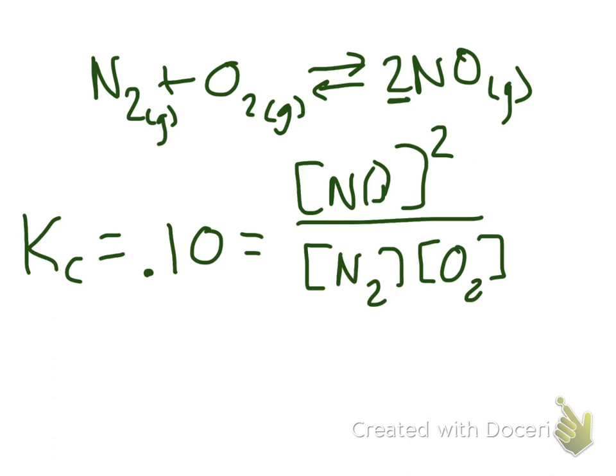Now, we have our equilibrium constant. We know it equals 0.1, and our goal is to figure out what is the concentration of nitrogen monoxide at equilibrium. What is the concentration of nitrogen at equilibrium? What is the concentration of oxygen at equilibrium? So we need to figure out what concentration of nitrogen, oxygen, and nitrogen monoxide will give us an equilibrium constant of 0.10.